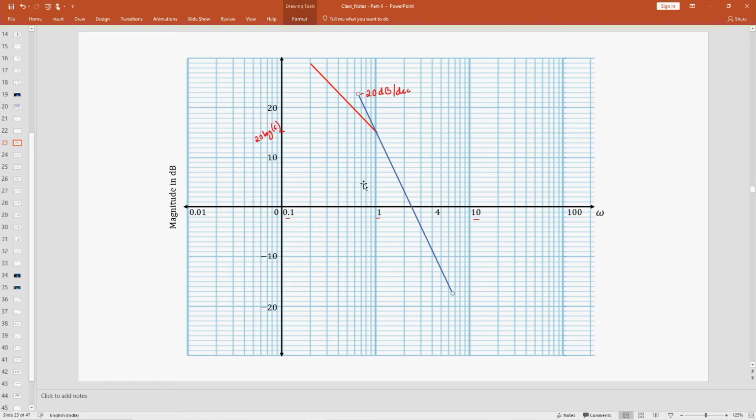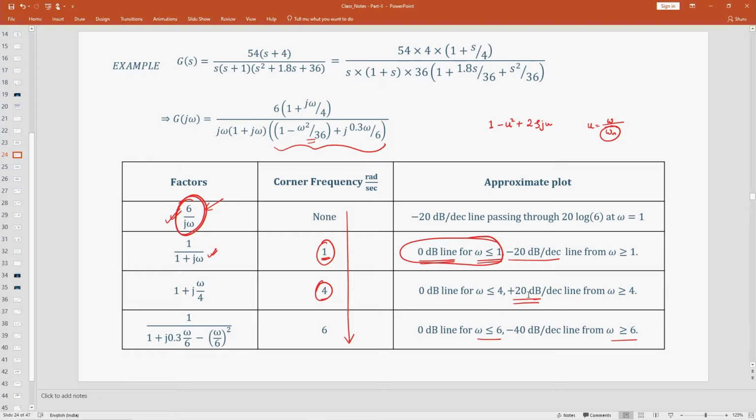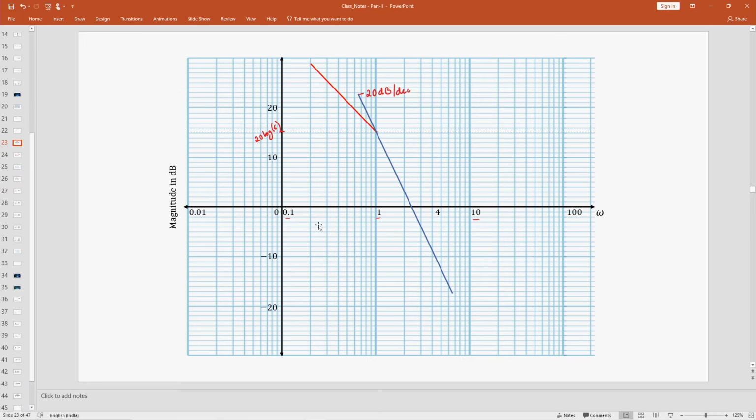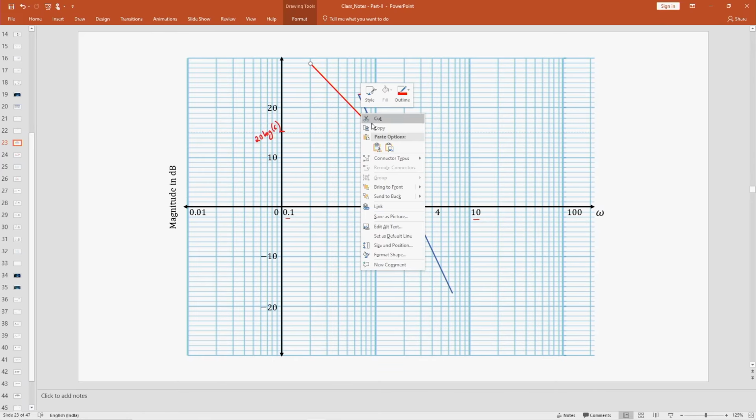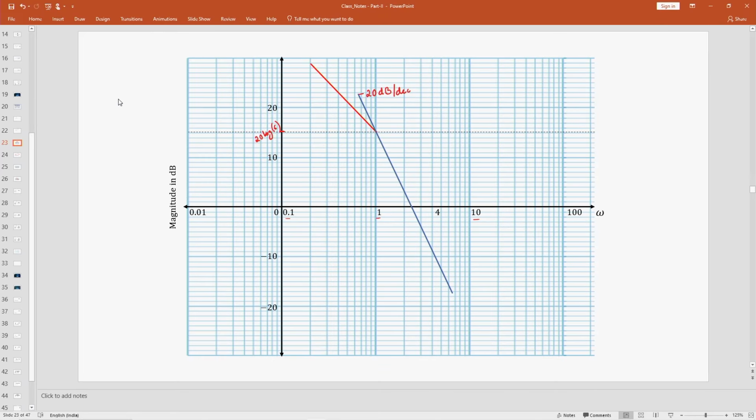Now comes the next point. The next point is at 4, where you will have a plus 20 dB line. Which means you were at minus 40 dB per decade, now there will again be a plus 20 dB line, but we already have a plus 20 dB line, so let me just use it. So, this is a plus 20 dB line, but from 4. From this corner frequency there will again be a plus 20 dB line.